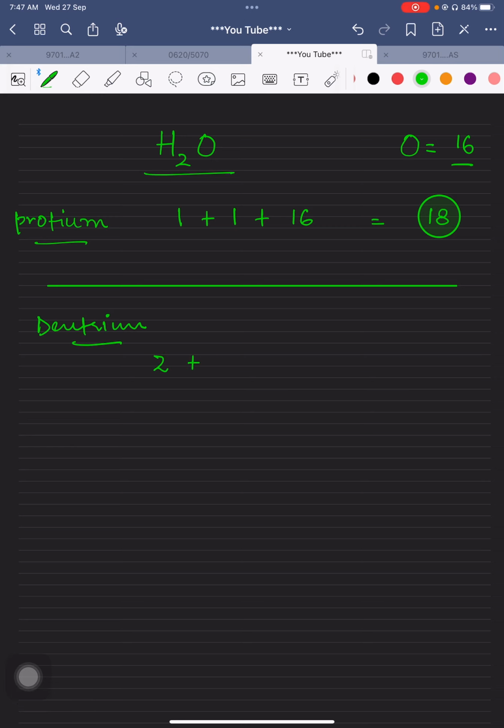It will be 2 plus 2 plus 16, because we can see that hydrogens appear 2 times in 1 molecule of water. So what is the formula of water? H2O. What is the formula of one molecule of water? H2O. It means that we have to consider hydrogen 2 times. When it is protium, we are considering it 1 plus 1 plus 16. But when it is deuterium, we are considering it 2 plus 2 plus 16. So the total mass of water will become 20 in that case.